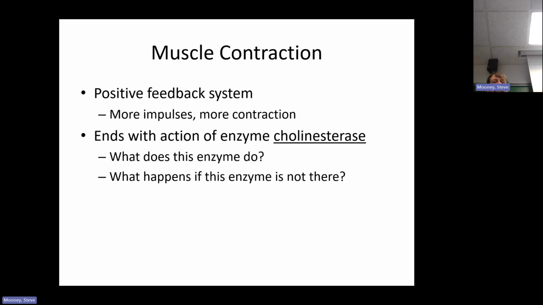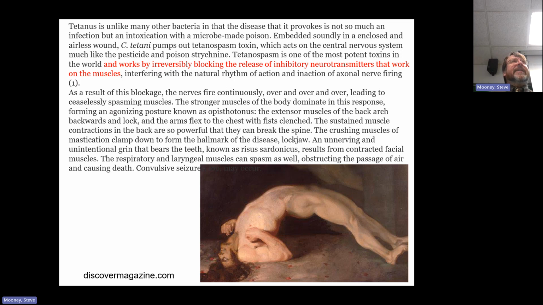So what happens if that enzyme is not there? Does anybody know? It will continue to contract. Does anybody know what that's called? One thing it's called is called tetanus. So the tetanus bacteria will interfere with the breakdown of that acetylcholine and you will continue to contract. So on the battlefield a long time ago, we have muscles continuing to contract.